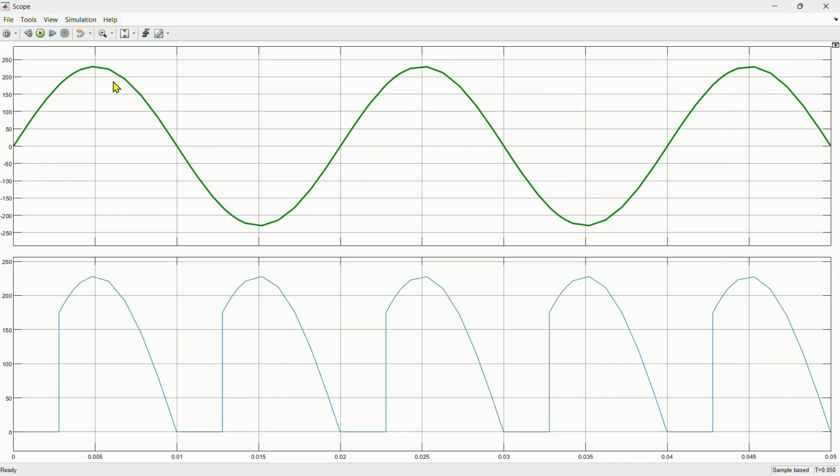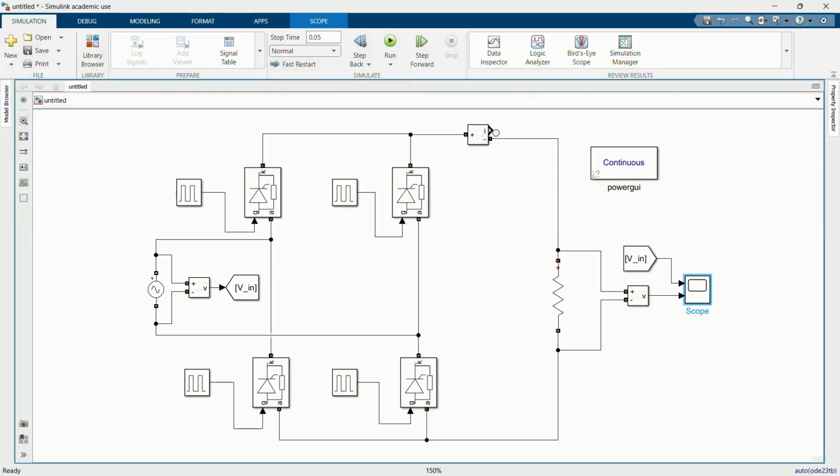As we can observe, one complete cycle of the AC waveform is completed in 0.02 seconds. The output voltage is rectified during both the positive and negative half cycles, confirming the operation of a full wave controlled rectifier. This demonstrates its higher efficiency compared to a half wave rectifier, which only rectifies the positive half cycle of the AC input.